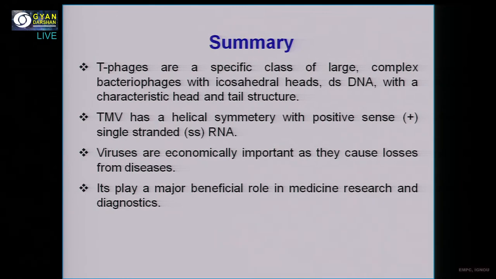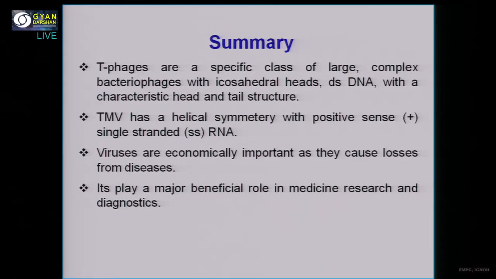Lastly, I want to summarize my talk. The T phages are a specific class of large, complex bacteriophages with an icosahedral head and double-stranded DNA, with a characteristic head and tail structure. You have also learned that TMV has helical symmetry with a positive-sense single-stranded RNA. You have also learned that viruses are economically important as they cause loss through disease, and they play a major beneficial role in medicine, research, and diagnosis.